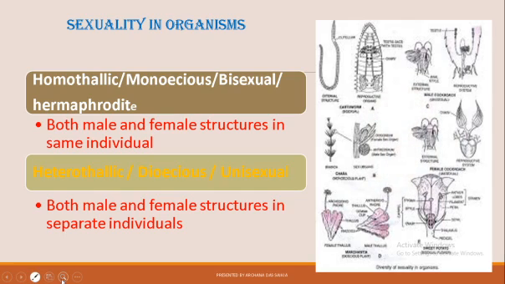Now a few pictures are given, which are also present in your book, to show the different categories: some are monoecious, some are dioecious, unisexual, bisexual.